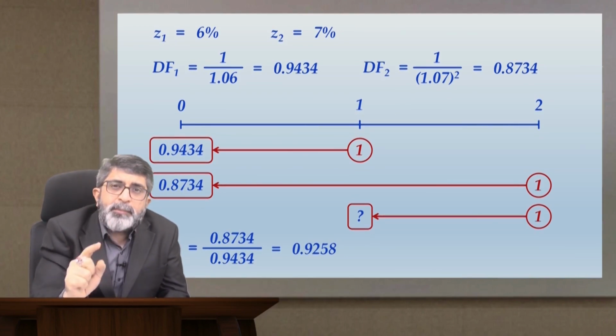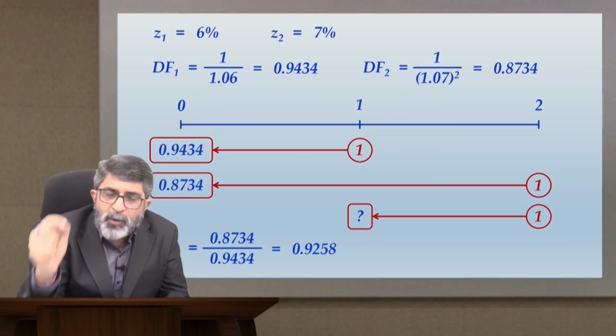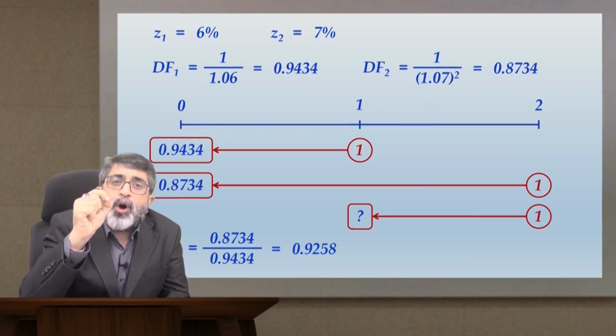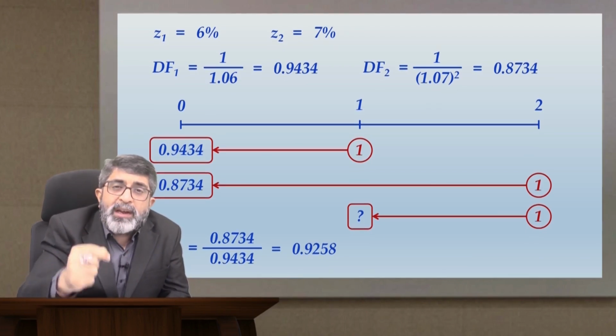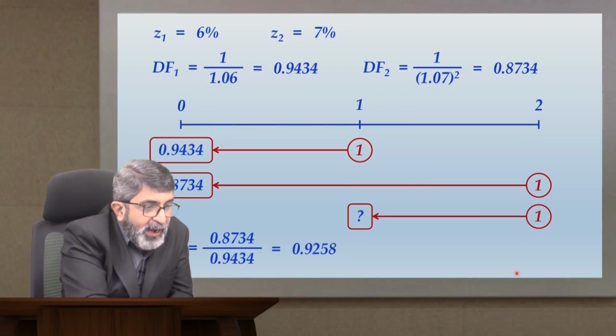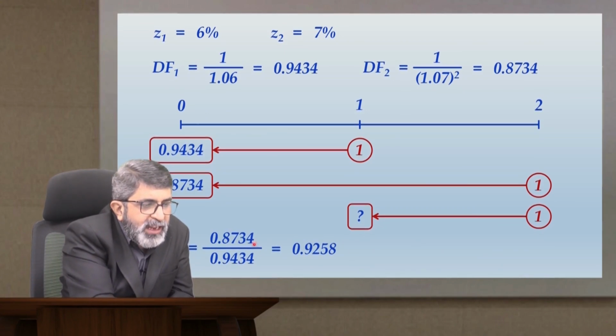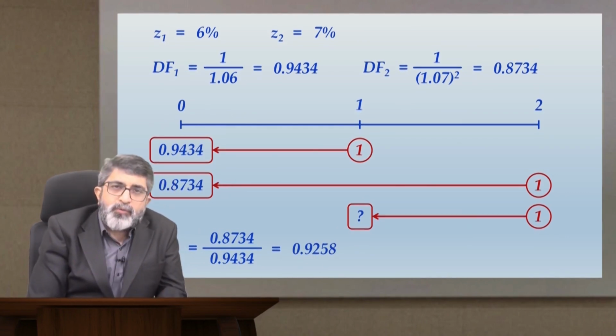I repeat, forward price for 1 year loan starting in 1 year, or forward price for 1 year bond which will initiate after 1 year. And you know what you have done? You have taken the two discount factors. The DF2 was taken as the numerator and DF1 was taken as denominator, and the final value you get is 0.9258 is the discount factor.